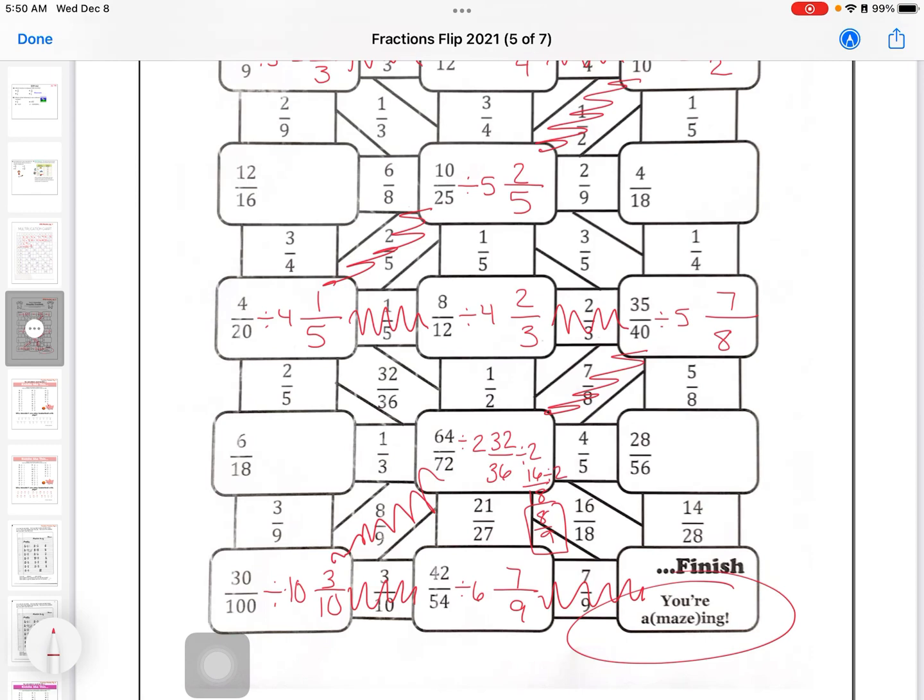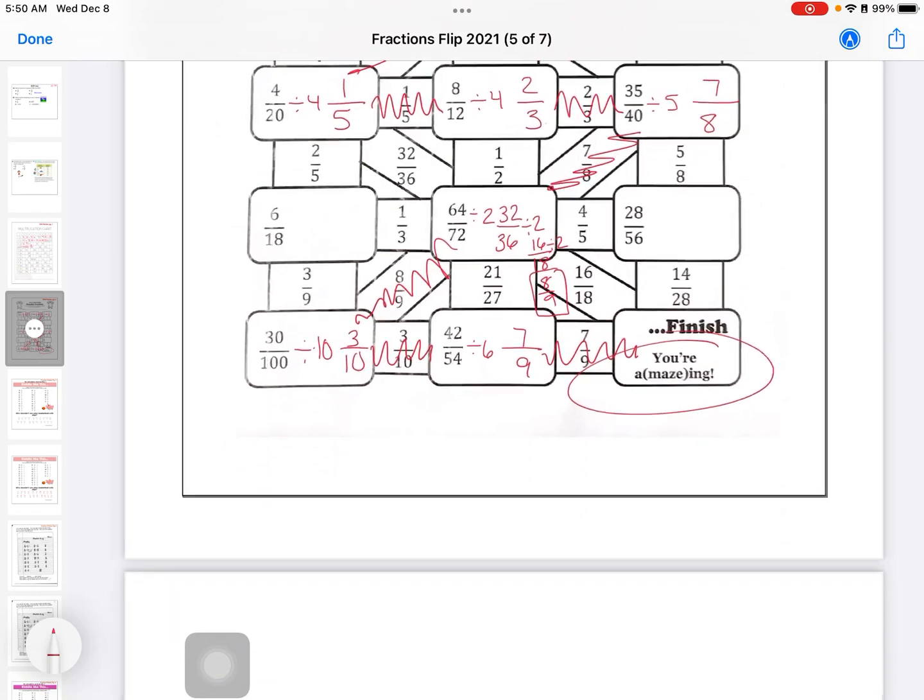You're amazing. We finished it. That's how you go about simplifying fractions. We really want to get good at this because this will make multiplying and dividing fractions much easier.